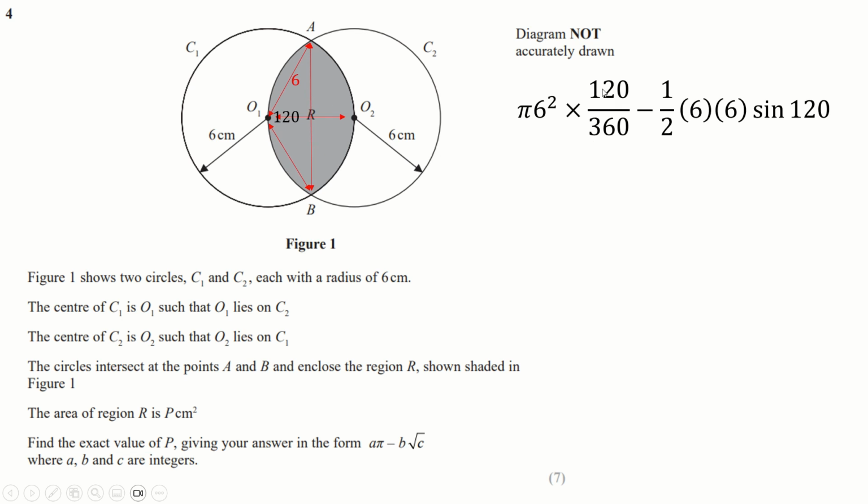Of course, that's 36 times a third, which is 12 pi. Sine 120 is root 3 over 2, so that's 9 root 3, and that turns out to be the answer for this segment here. And of course, the grey area is just double that, so I'm just going to double that and I'll get my answer quite quickly.